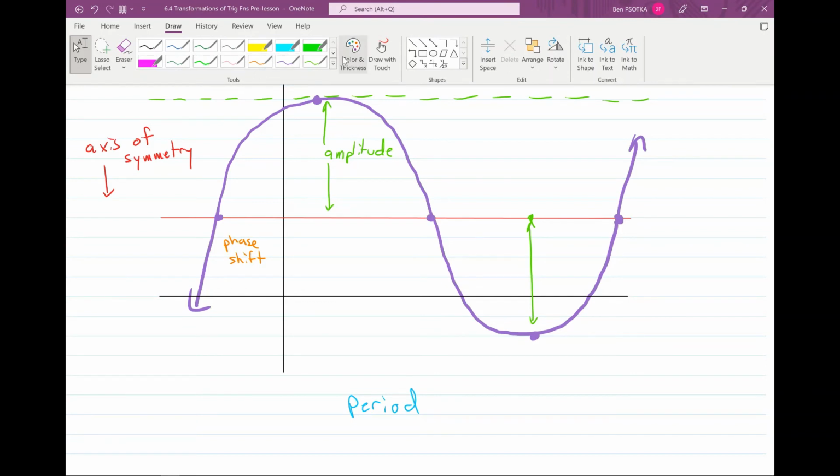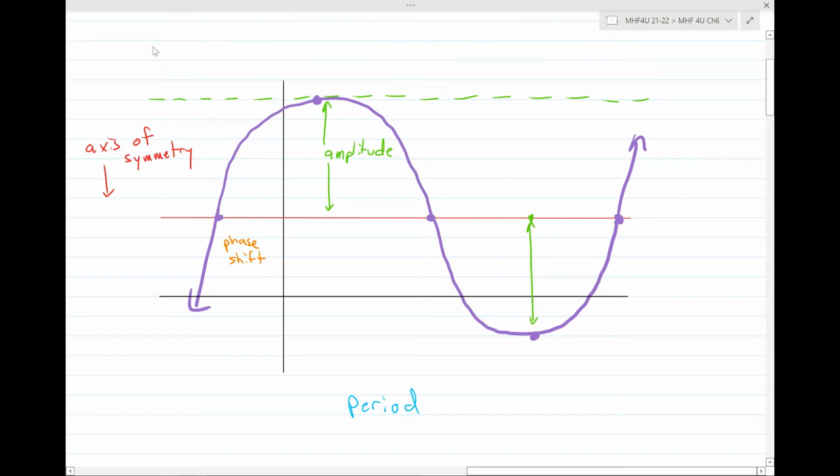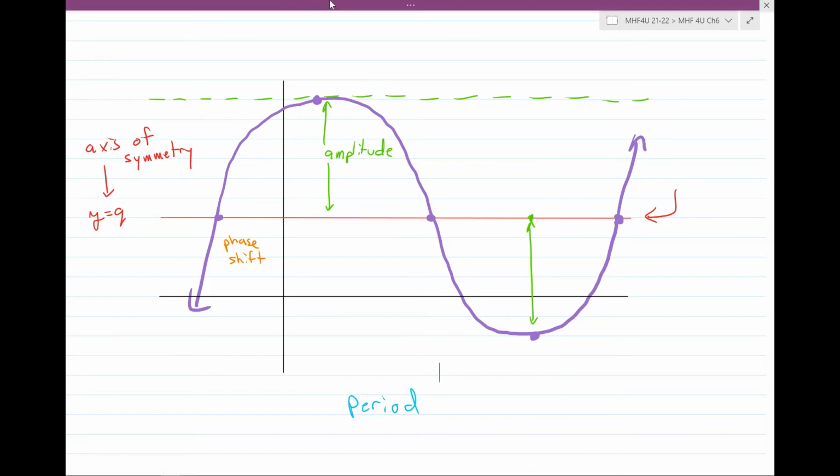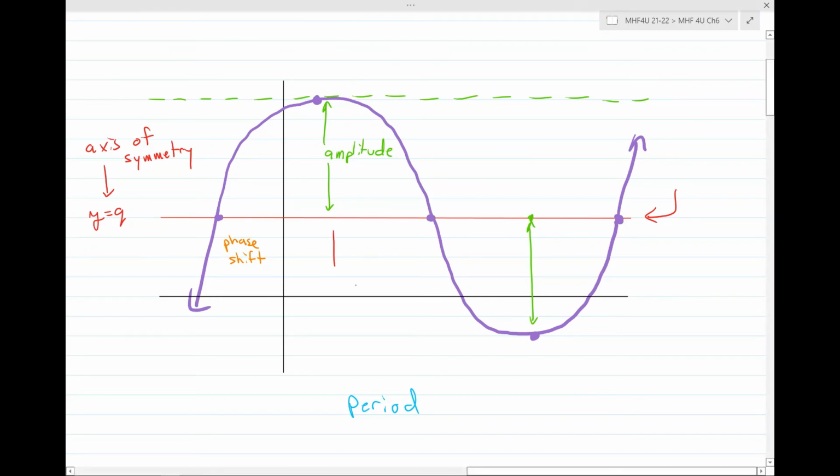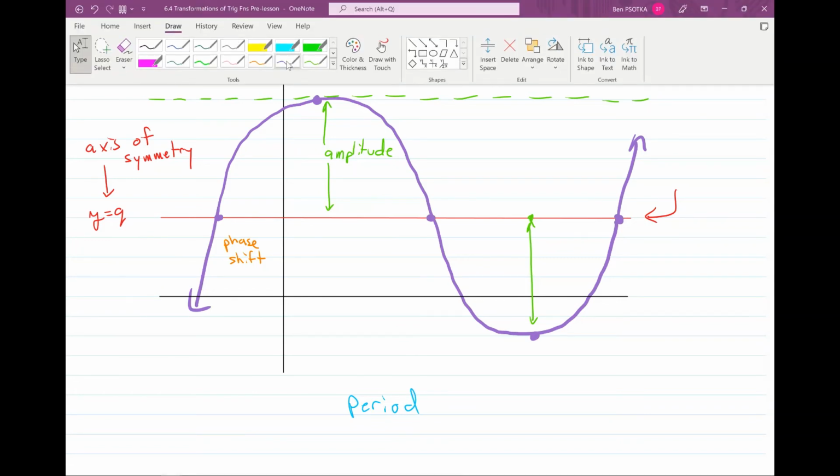Now, your other vertical transformation is your axis of symmetry. Your axis of symmetry is given by y equals q, and that is the axis vertically right in the middle of your curve. It's halfway between the maximum and the minimum. Your axis of symmetry is also, as I shared before, your translation. So in this case, the axis of symmetry would have been translated up above the x-axis.